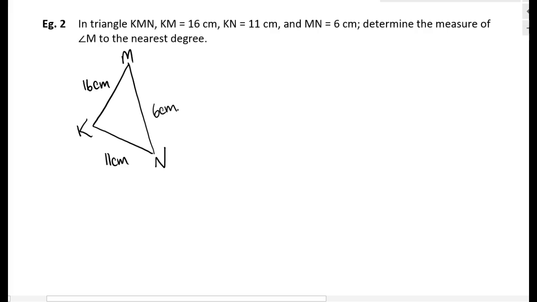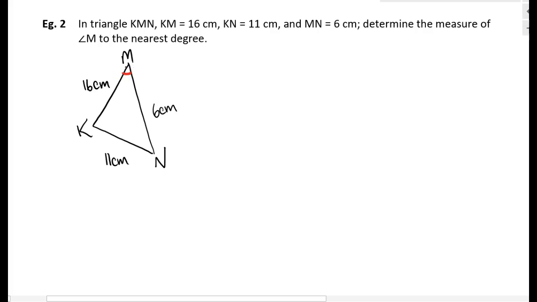So again, I strongly recommend that you draw a picture to start with here, because having that visual just gives you something to refer back to as you're plugging into your equation and making sure that you're putting everything in the right spot, that you truly understand what the question is asking. In this case, it asks us to determine the measure of angle M to the nearest degree. So I'm solving for angle M.